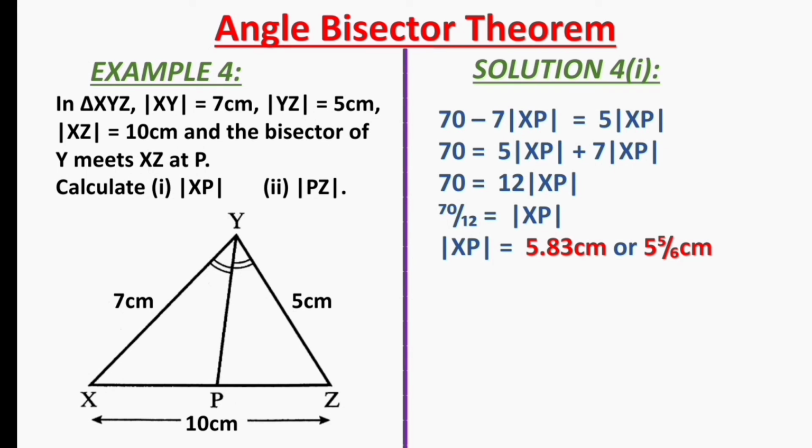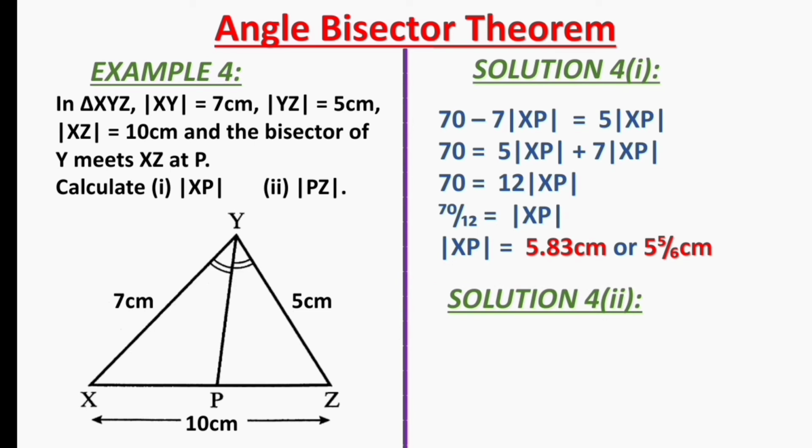Now, solving for XP, you are going to find XP being equal to 5.83 centimeters or 5 whole number 5 over 6 centimeters. I hope you got that right. All you have to do here is to collect your like terms for XP and finally make XP the subject of the equation. Moving on, let's see the answer to question 2. What will be the value for the length of PZ? Let's see.